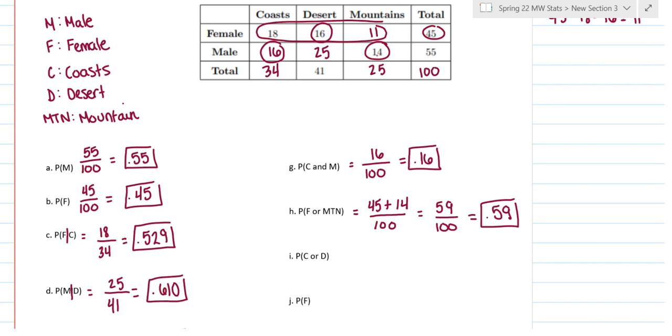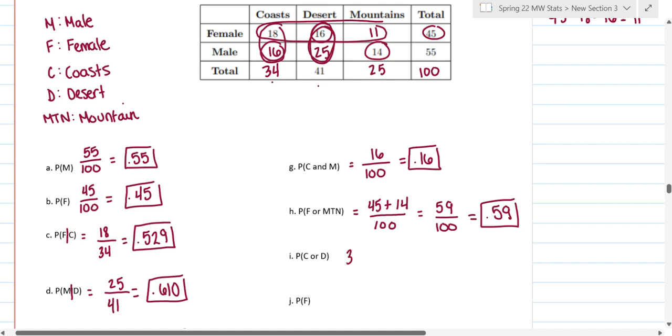So then same thing here, coast or desert. So anyone who likes the coast or the desert. So that could be any of these or these. So really 34 plus 41, which is 75 out of 100. So 0.75.